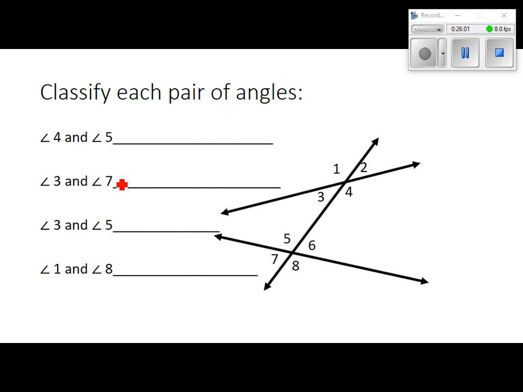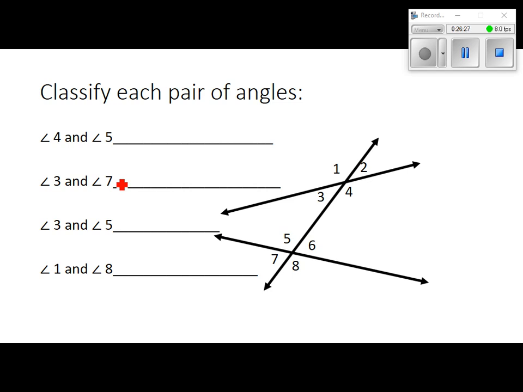Classify each pair of angles. Looking at this real quick. Notice, are these two lines parallel to each other? The lines don't have to be parallel to be the special pairs of angles. They just have to be parallel for those angles to be congruent or supplementary to each other. All right? So they can still be those special pairs of angles even without being parallel.